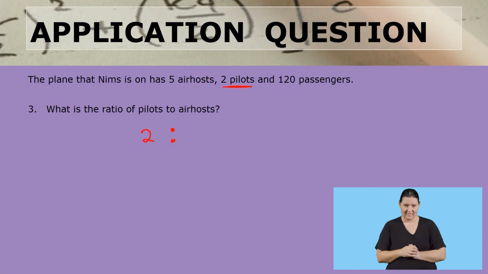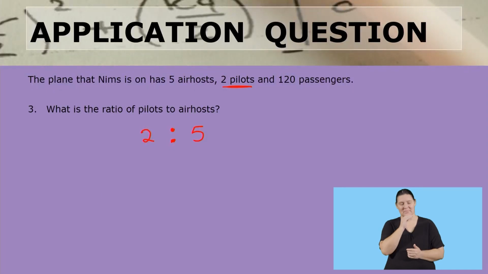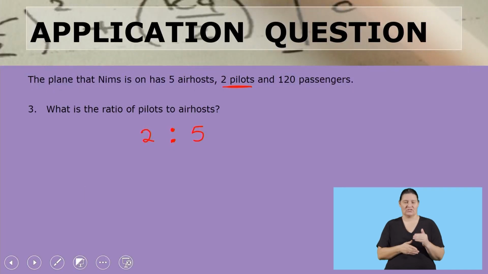And how many air hosts do we have? That is 5. Remember, when we are working with ratio like this, we have to make sure that it is in its simplest form. And when we look at 2 and 5, we cannot simplify it any further. This is its simplest form. That means that is where we end. The ratio of pilots to air hosts is 2 is to 5.